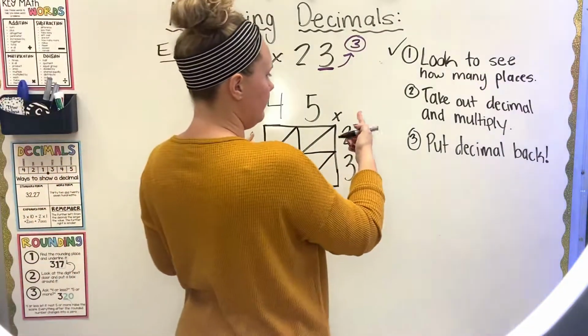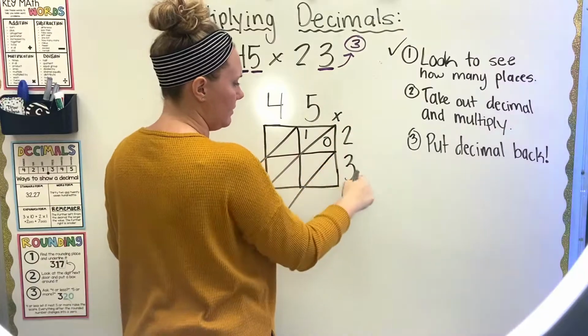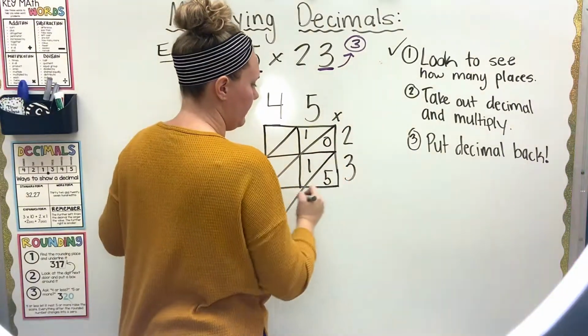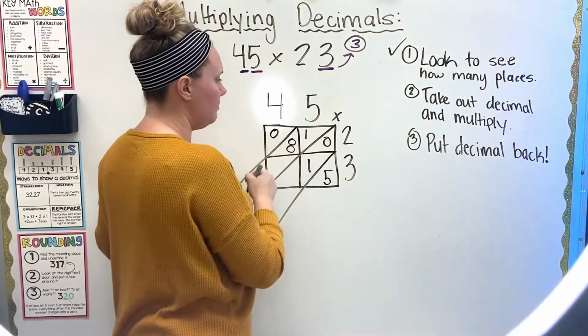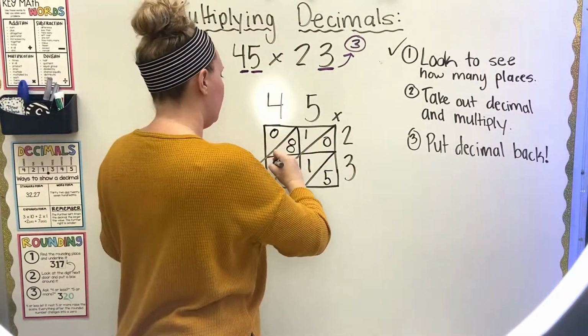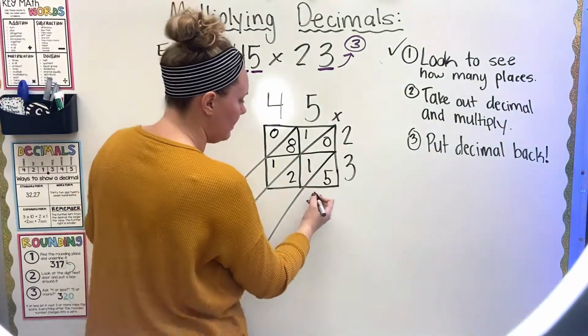Okay, so 5 times 2, I know that's 10. 5 times 3, 15. 4 times 2, I know that is 8. 4 times 3, 12. Okay, now I'm going to drop them on down.